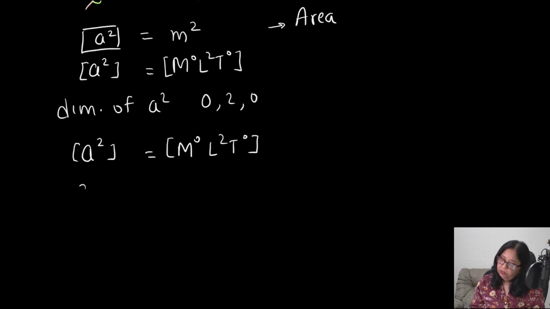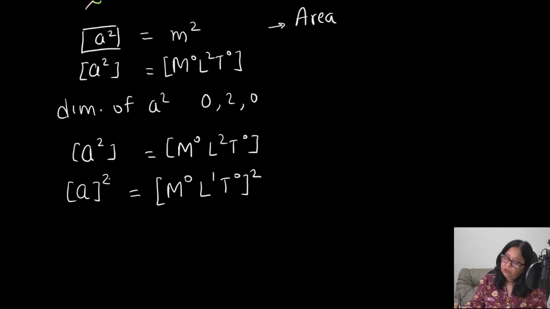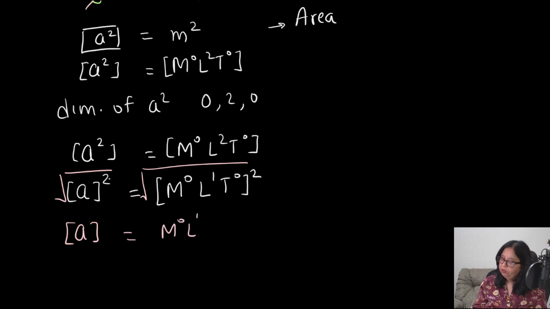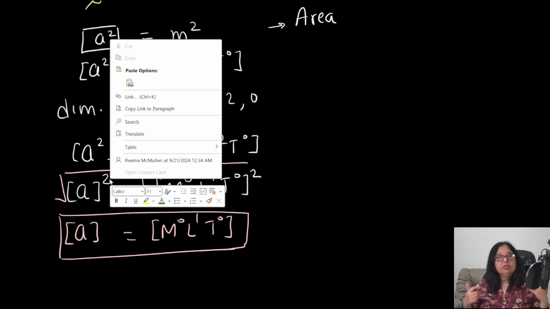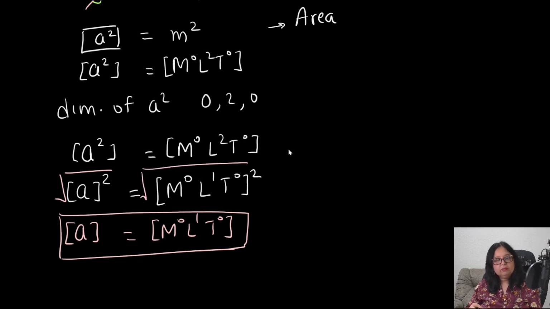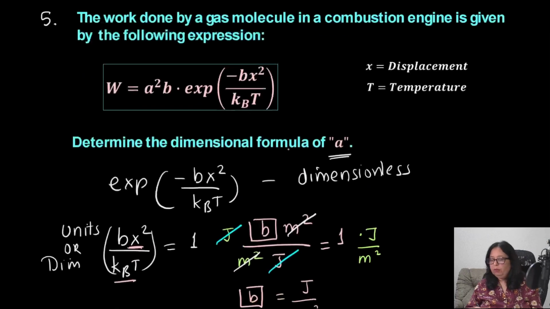Now what I can do is I can write this as this. Similarly, I can factor out this power of 2 on the right-hand side as well. Now go ahead and take the square root on both sides. And that will give you the dimensional formula for a equal to M0 L1 T0. And there, you're done. That's what the problem asks you to do. You got it. There it is. We got it. That was our problem number 4.